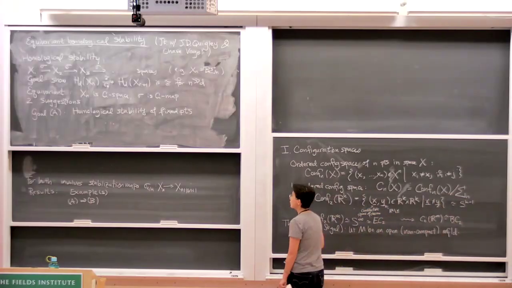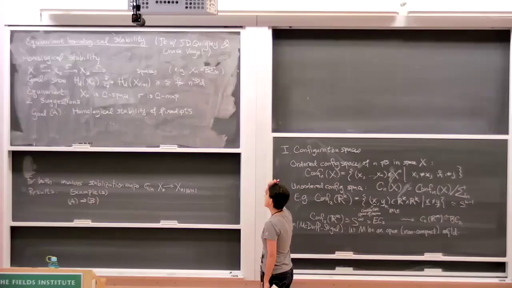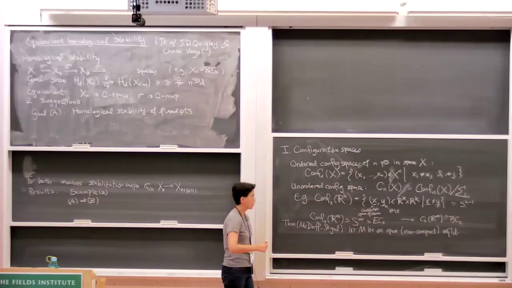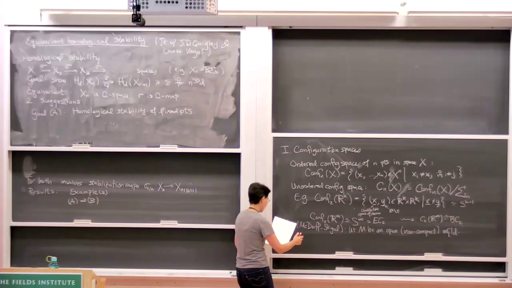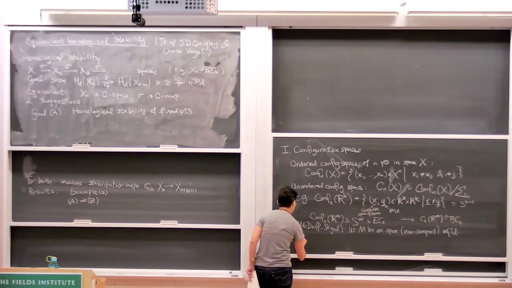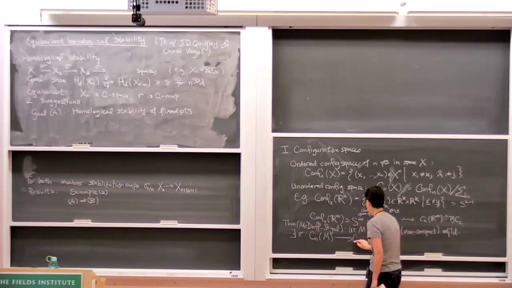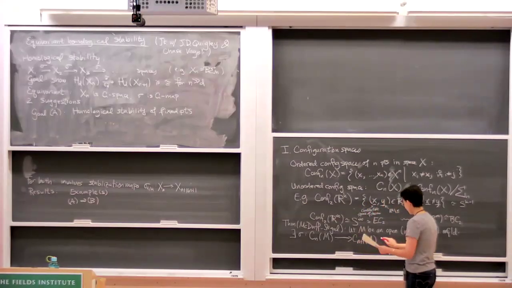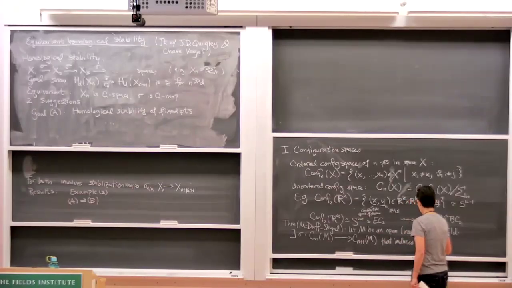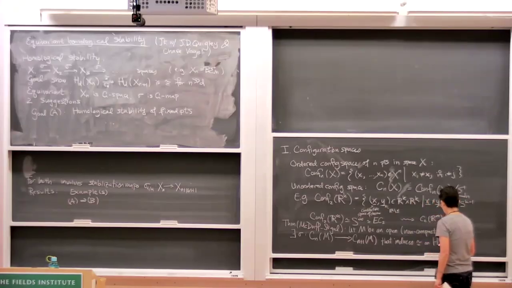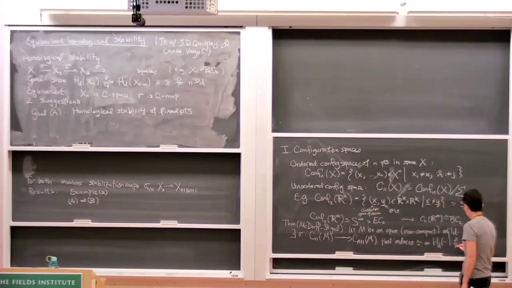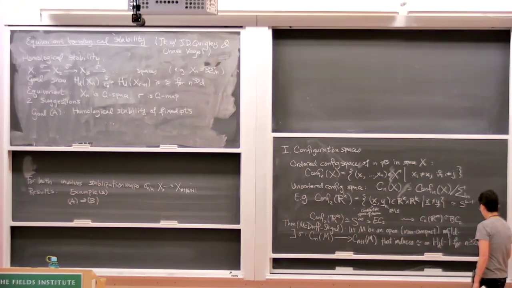Okay, so in order to talk about homological stability, you need a sequence of spaces. So there is a construction that takes a configuration of n points and turns it into a configuration of n plus 1 points that induces an isomorphism on homology for n greater than or equal to 2d.